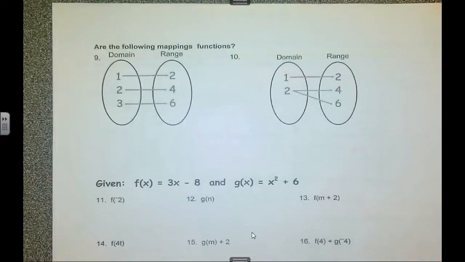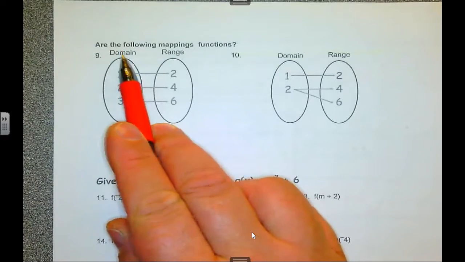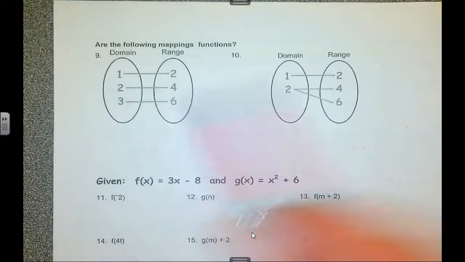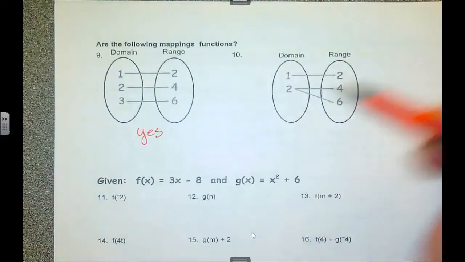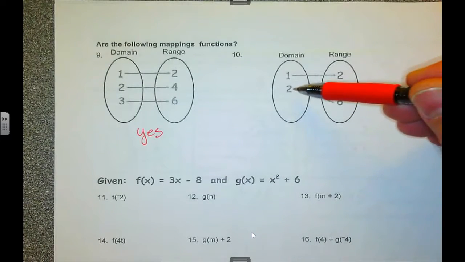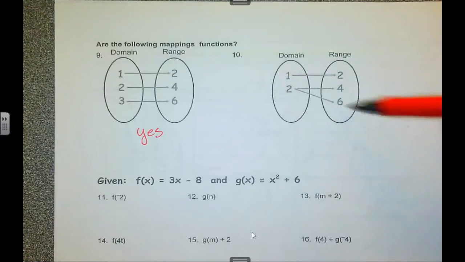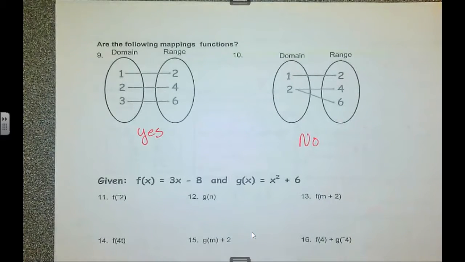Okay, page 2. Here's some mapping diagrams. Number 9. Here's my x values, the domain. Here's my y values, the range. Is this a function? Yes. Correct. How about number 10? This actually means that this 2 is being mapped to 2 different y's. Okay, so this is not a function. Be careful.